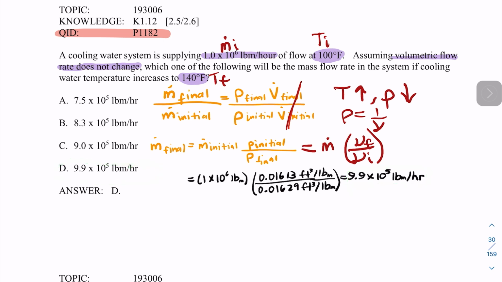So we just need to make sure that we understand those relationships. If I'm given this formula, how can I go in and get the specific volume?